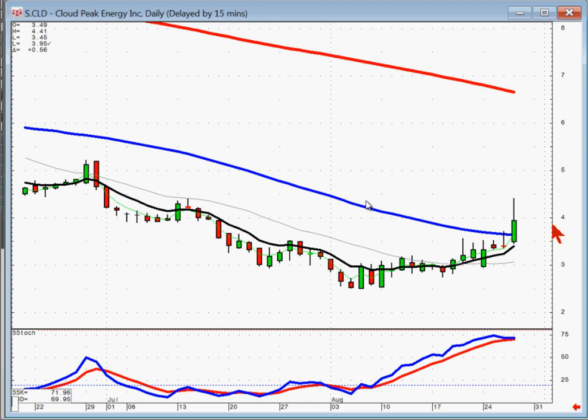CLD, nice big fry pan bottom, broke out through the 50. Notice where your stochastics are. When you come out of a fry pan bottom, you're probably already in the overbought condition.